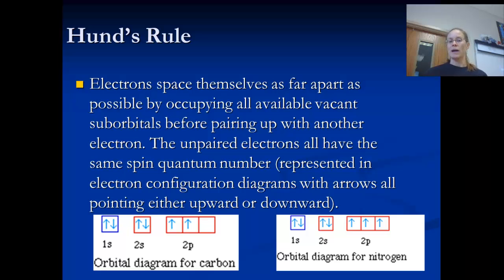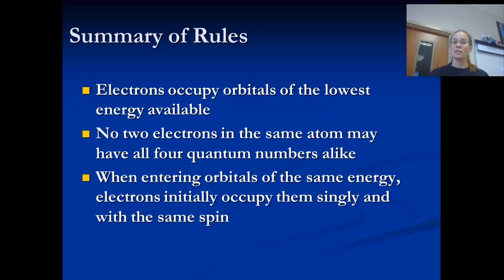Likewise, electrons, rather than sitting with a stranger or another electron, will occupy the lowest energy available orbital that does not already have an electron in it. Once that 2p orbital is filled, as we see with nitrogen, when we move to the next element, the electrons will then begin pairing up inside of those orbitals. So to summarize these three rules, you have the Aufbau principle, the Pauli exclusion principle, and Hund's rule.